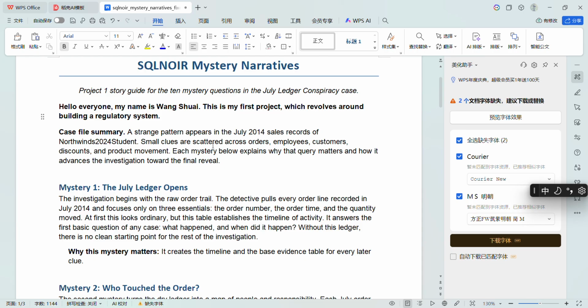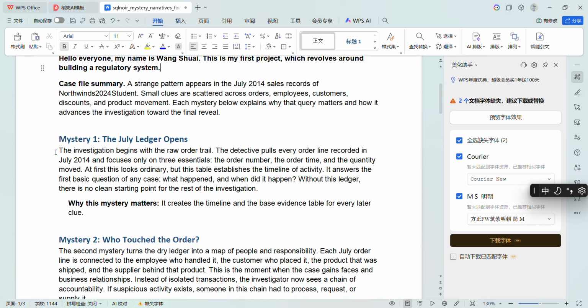Small clues are scattered across orders, employees, customers, discounts, and product movement. Each mystery below explains why that query matters and how it advances the investigation toward the final result.